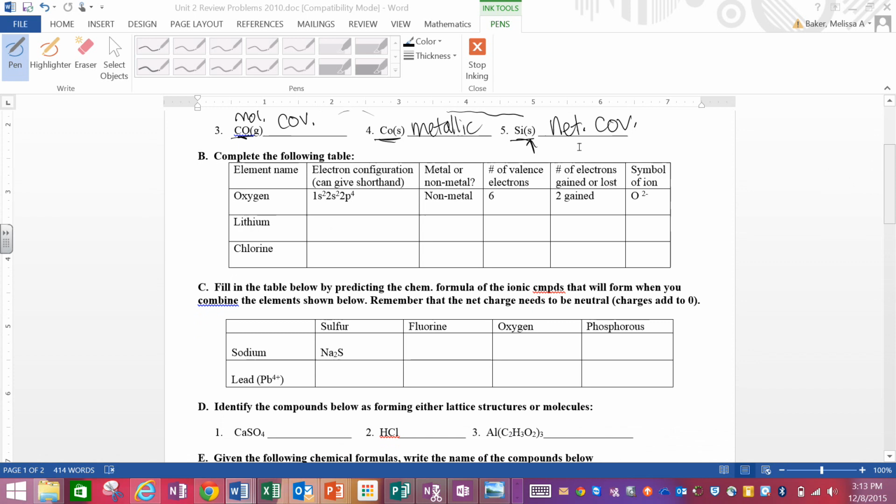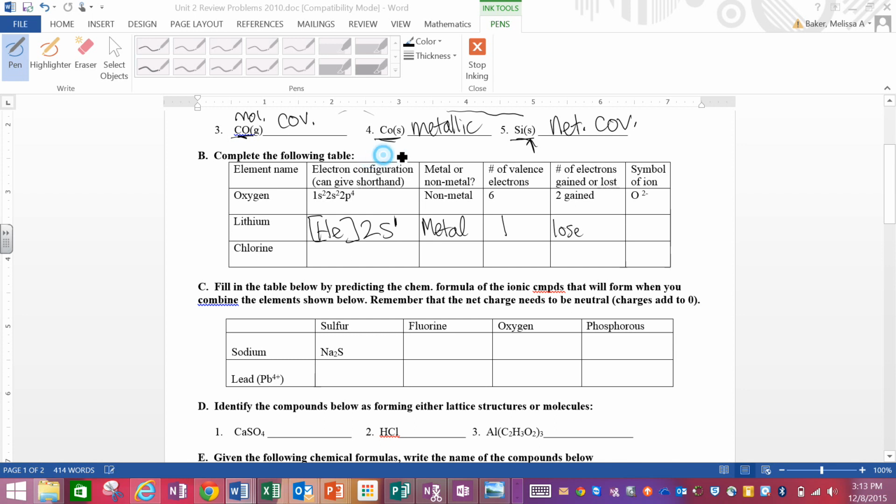If you've forgotten how to do electron configurations, go back to the Unit 1.3 section and watch a video. Okay? It says we can give the shorthand, so let's do that for lithium. Helium is the last noble gas, and then it's 2s1. Lithium is to the left of the zigzag, so it's a metal. It's in group 1a, so it has one valence electron. It would like to lose one to be like helium. If you lose an electron, now you've got more protons than electrons, so you've got a positive 1 charge.